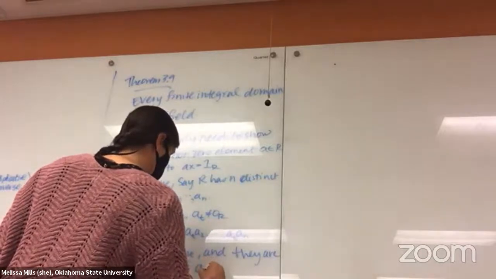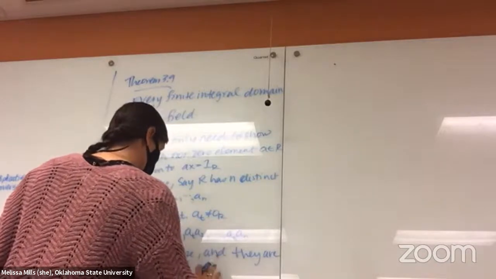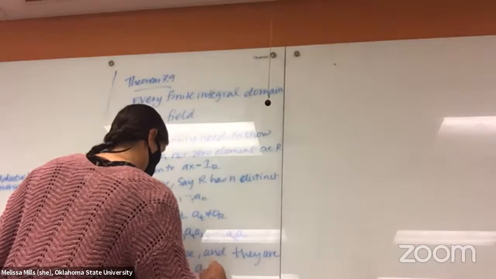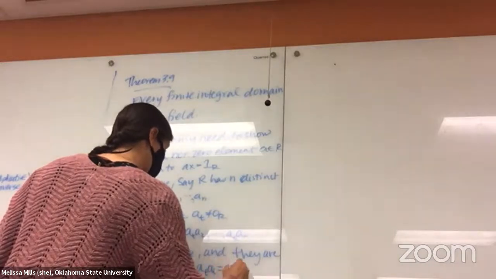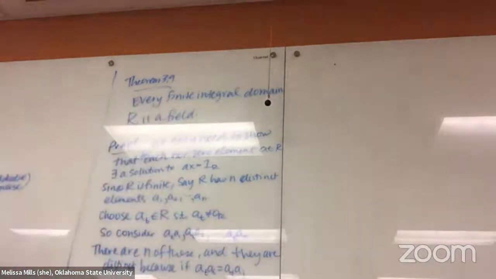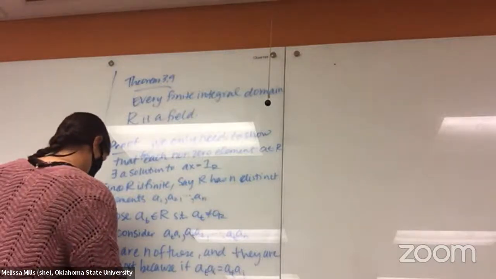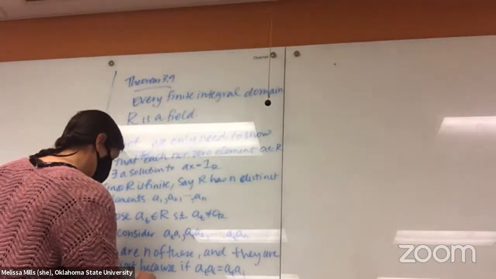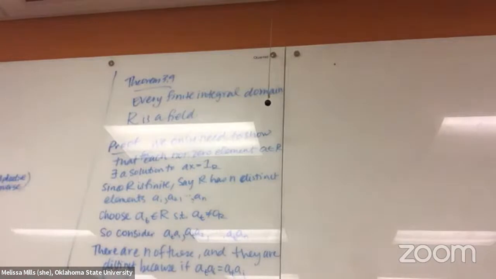If ai = aj, then what must be true? Then ai equals aj because we have cancellation, because we have an integral domain, right? So they have to be distinct, because if they're not distinct, then the list we started with weren't distinct, right? You see that?